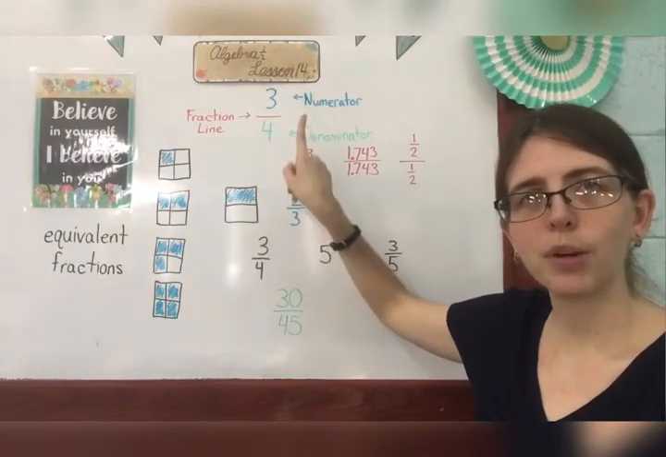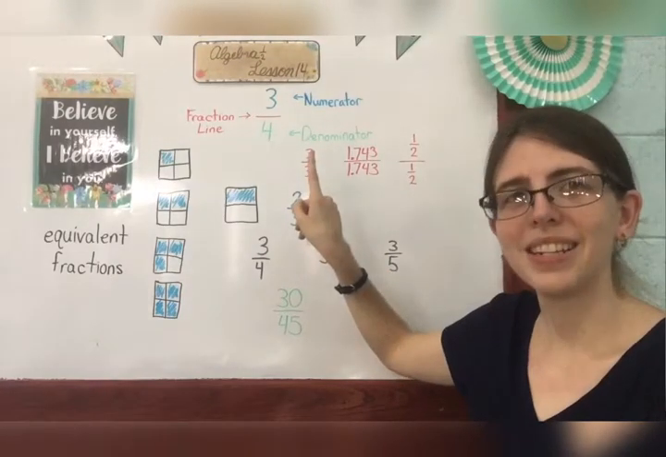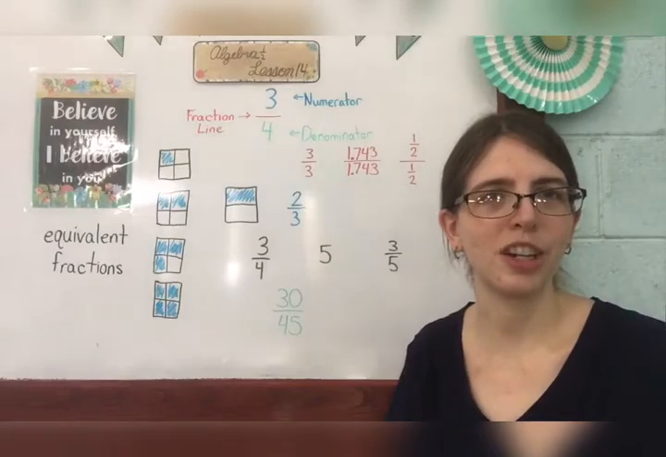So what's the top number called? Numerator. And the bottom number? Denominator. Very good. Very important terms for you to know.